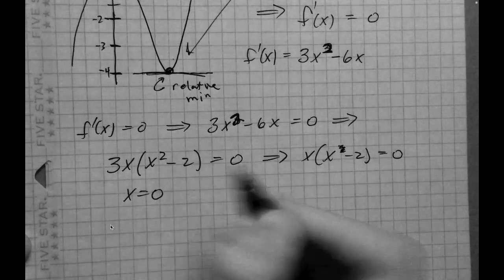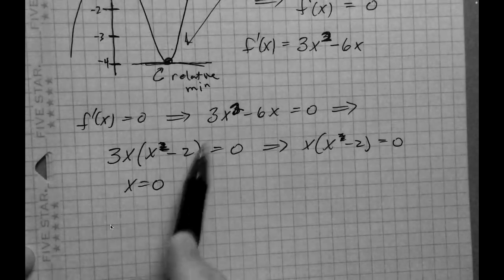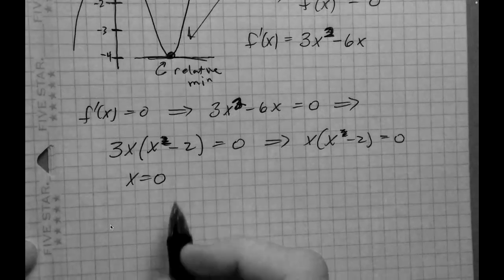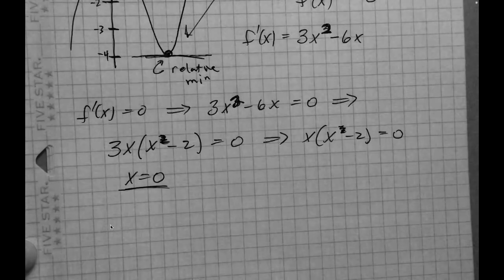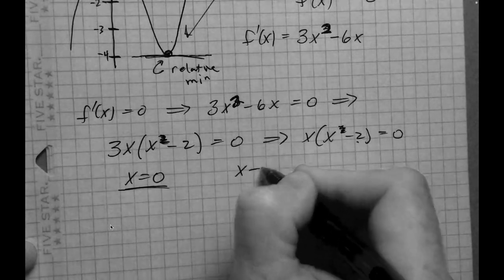And so when you factor out the x from both terms, you get 3x times x minus 2. Sorry about that. One of the zeros is at x equals 0, and the other zero would be at what? x equals 2, right?